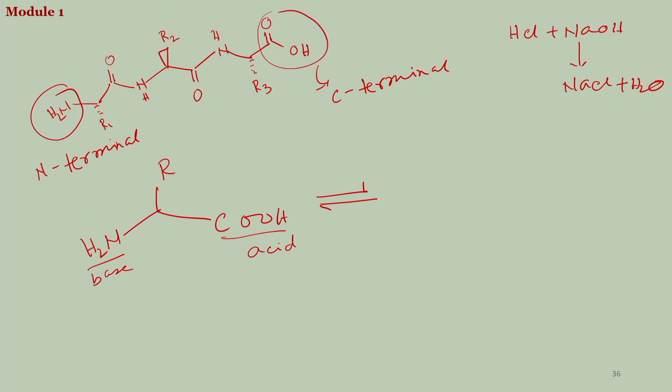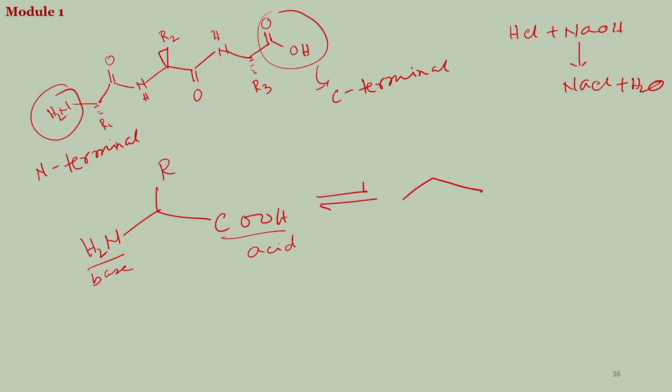For amino acids, what will happen? There are organic acids and organic bases. So, there will be proton transfer from the acid to the base. So, this molecule does not exist in this fashion, it mostly exists in this way, NH3 plus and COO minus. This is what is called the zwitterionic form.